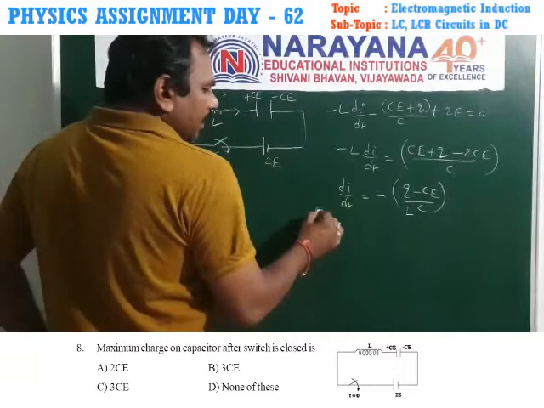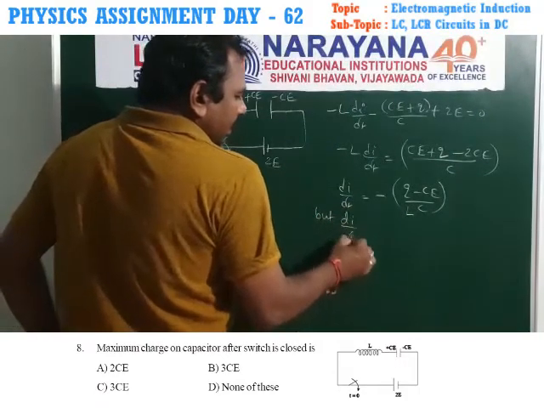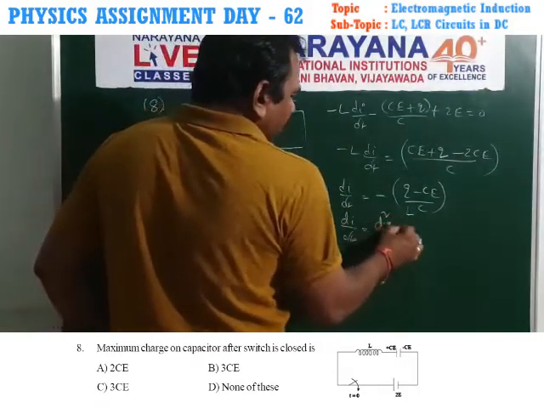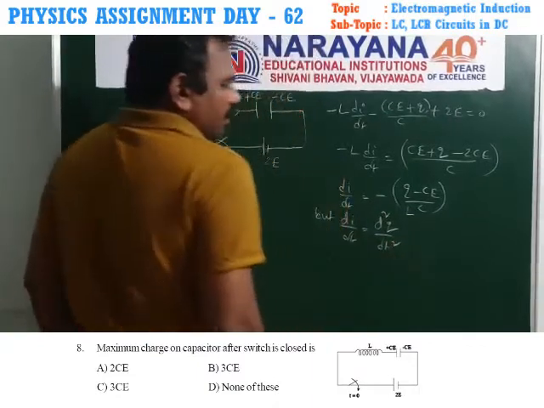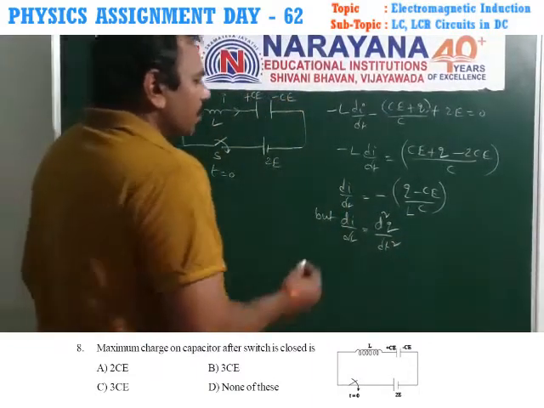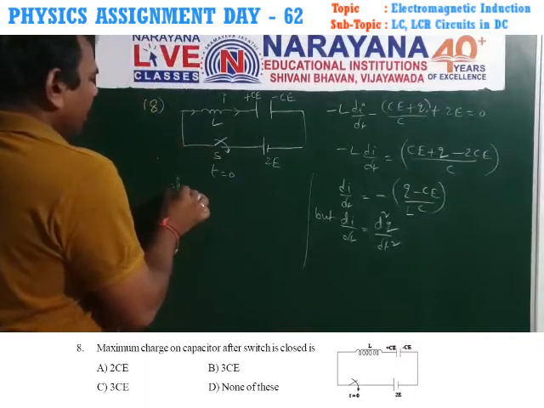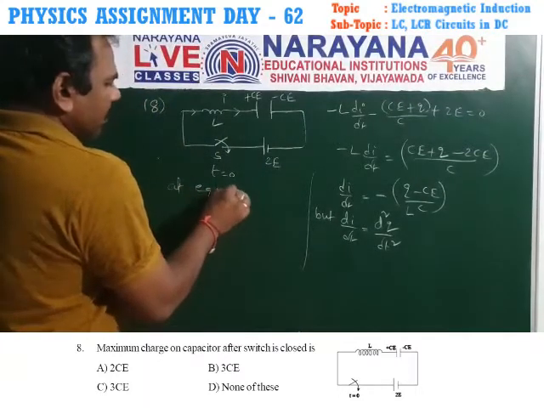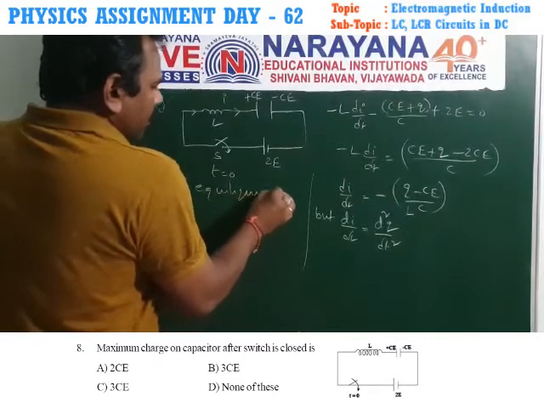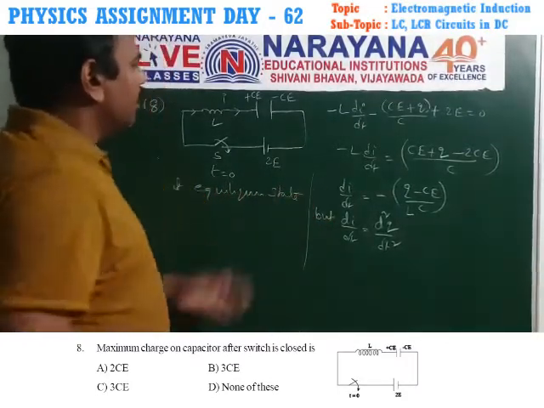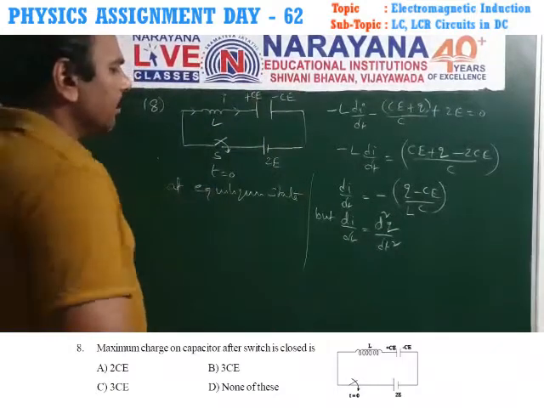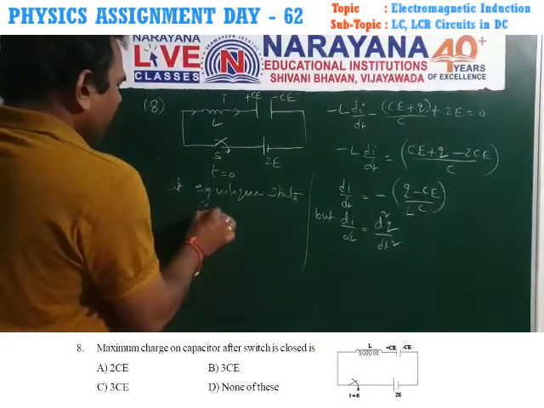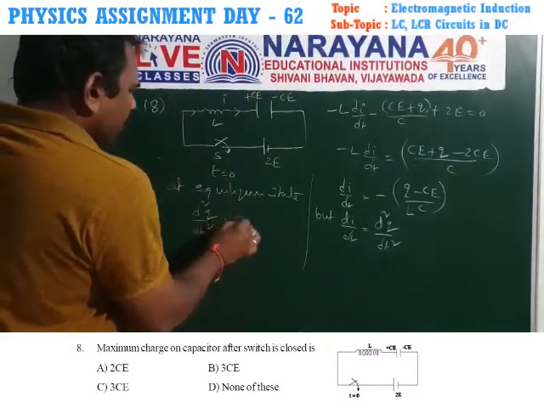So dI by dt is equal to d square Q by dt square. At steady state, or equilibrium state, it is compared to an LC oscillation. So d square Q by dt square is equal to 0.